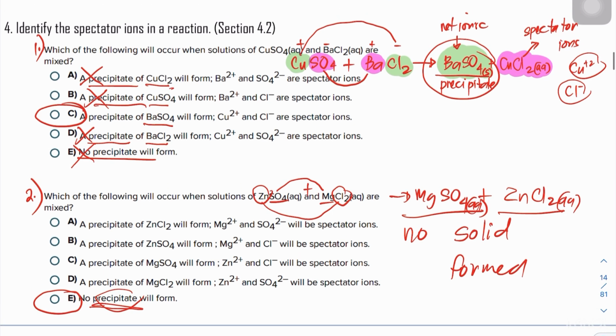Okay, so that will be all for learning outcome number 4, identifying the spectator ions in a reaction. If you will be asked about complete ionic equations, spectator ions, and net ionic equations, I'm expecting that you will be able to answer those questions.